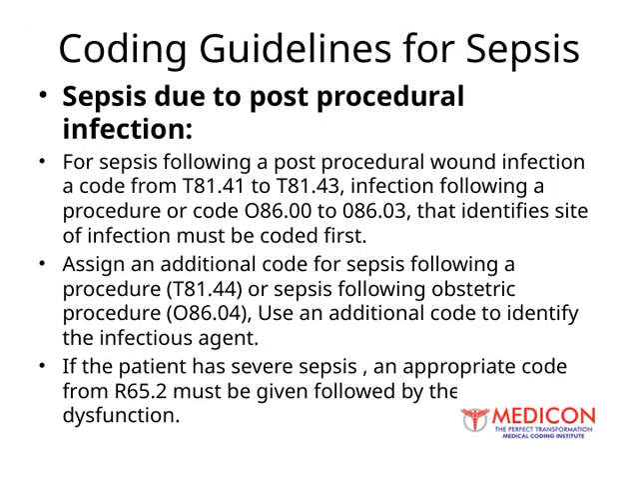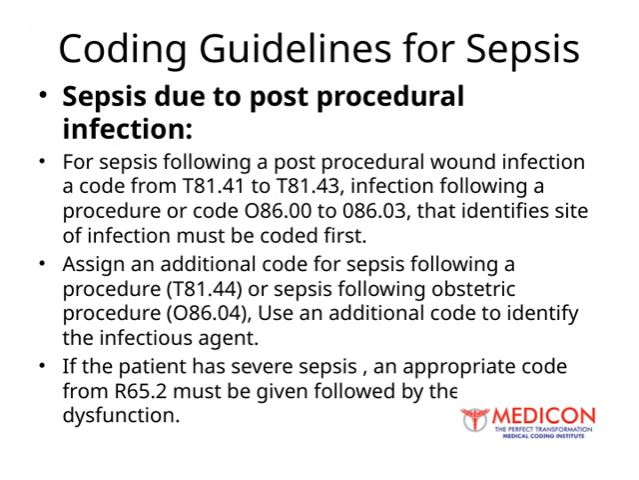When coding for sepsis due to a post-procedural infection, it's important to start with the correct primary code that identifies the site of infection. If the infection follows a wound from a procedure, you should use codes from T81.41 to T81.43, which specify infection following a procedure. Alternatively, if it's related to an obstetric procedure, codes O86.00 to O86.03 are appropriate.